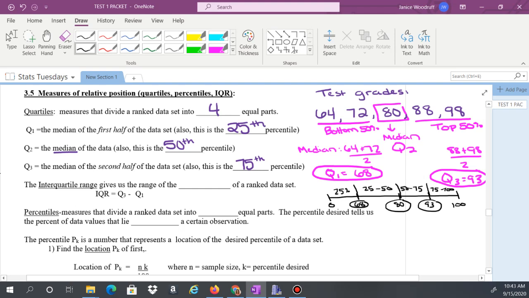So we can do a lot more with the data, which we're going to go through here. You have the interquartile range. That is going to be the range of the middle of the data set. In this case, you would do interquartile range, abbreviated IQR, quartile 3 minus quartile 1. So in this case, you would just do 93 minus 68.